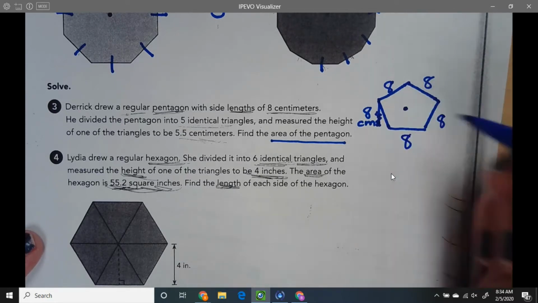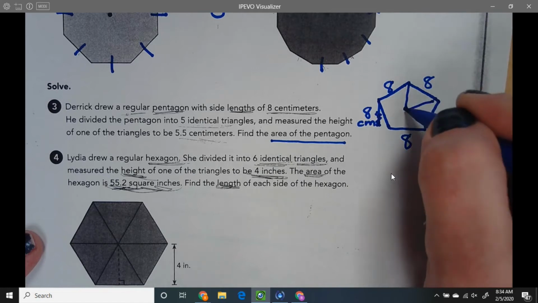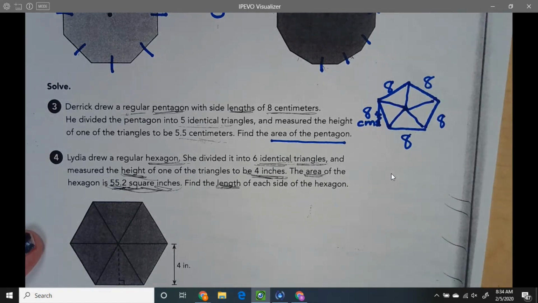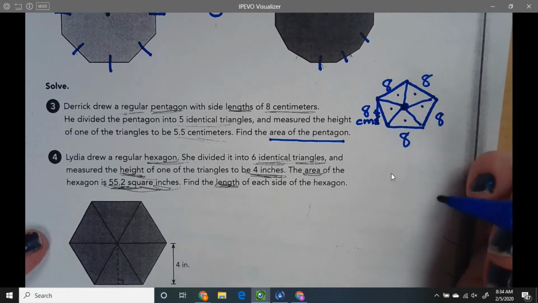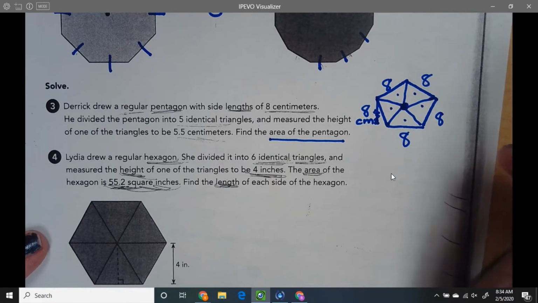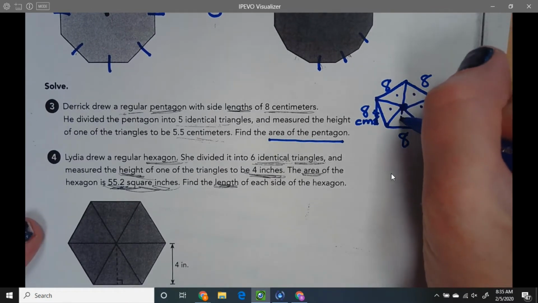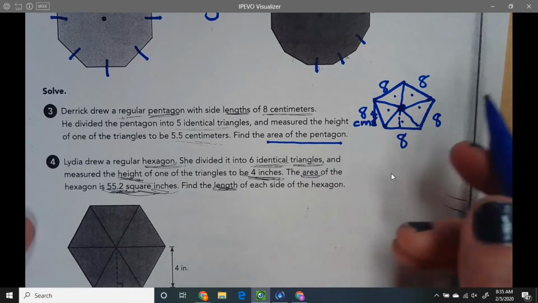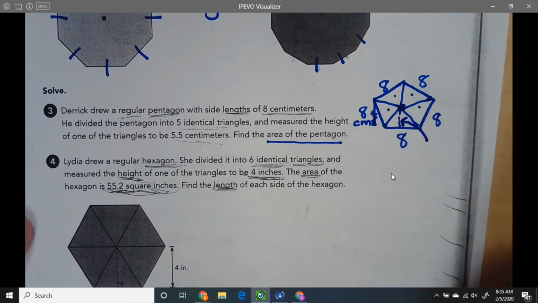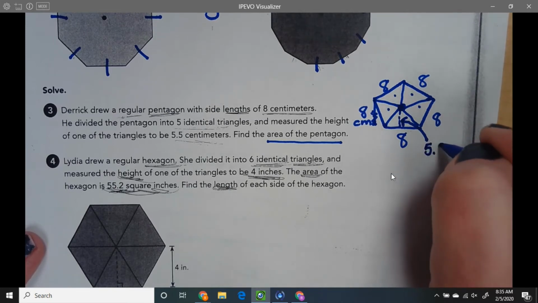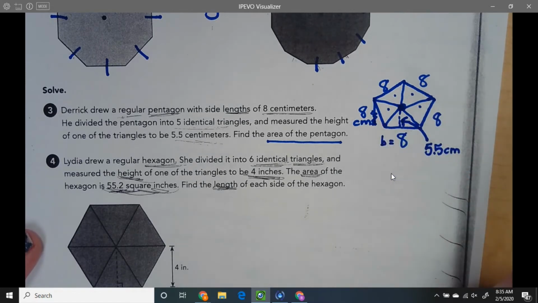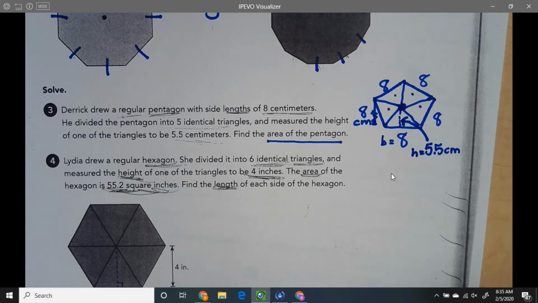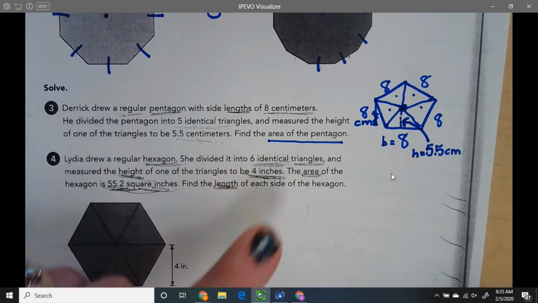And then they're all going to come to a center point to split it into the triangles. So it looks kind of like a starfish then. So he's dividing those into 5 identical triangles. Again, if yours isn't exactly perfect, it's totally fine. Don't erase it and redraw it. It will be okay. So we're going to find the height of one of the triangles right here. And it tells us in the problem that that height is 5 5/10 centimeters. So we know the base of one of the triangles is 8, and the height of one of the triangles is 5 5/10. And then we need to find the area of the pentagon.